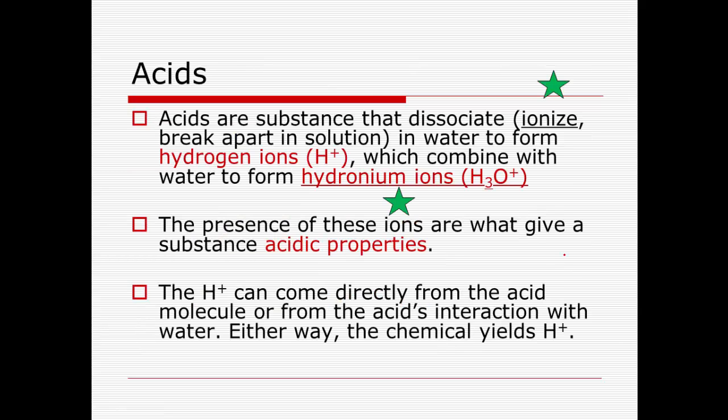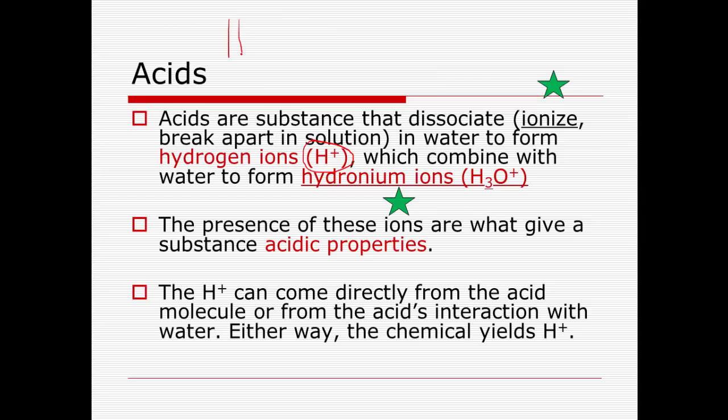All right, so what is an acid? An acid is a substance that dissociates or ionizes in solution. That means that it breaks apart in solution to form hydrogen ions. This is by far the most important thing that we need to remember that acids do. Acids somehow produce hydrogen ions in water.